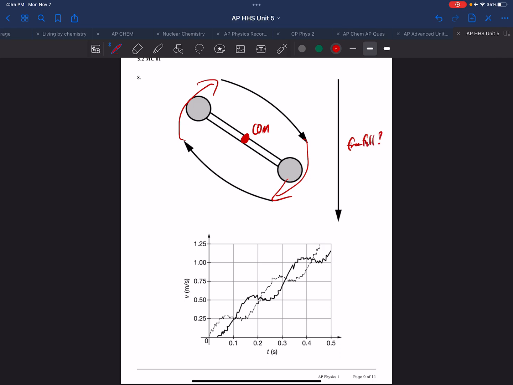But in that case, it doesn't really matter. It's like the thrown wrench. It's rotating around its center of mass. This thing is rotating around its center of mass. It will behave around this.